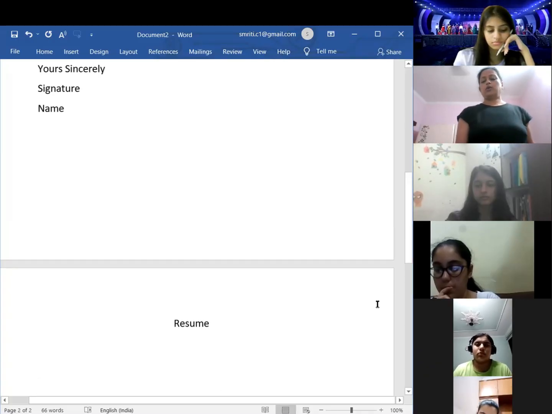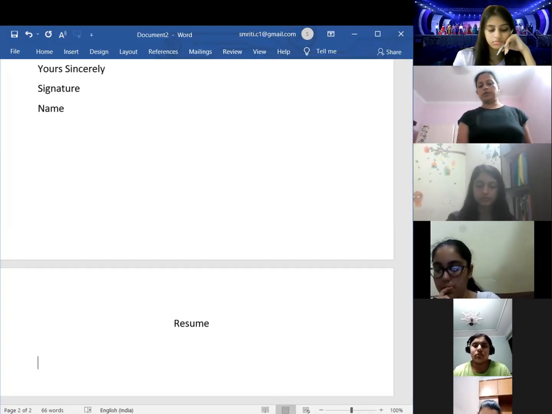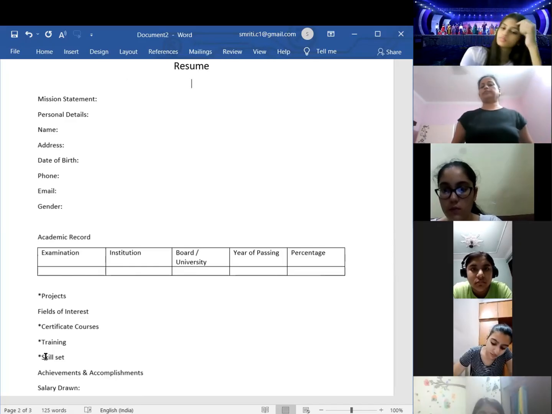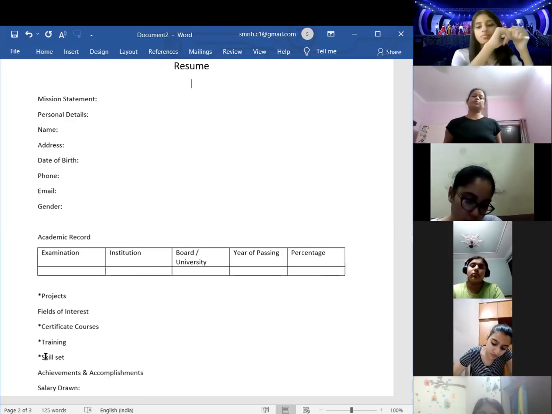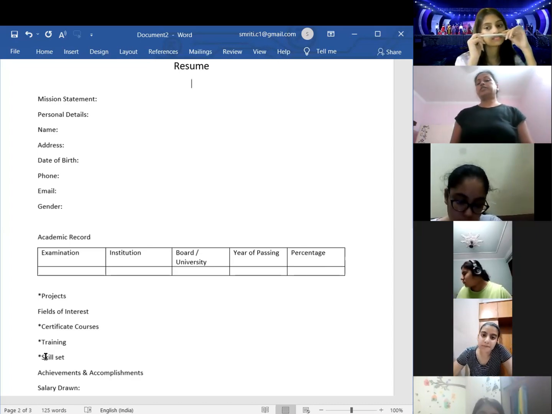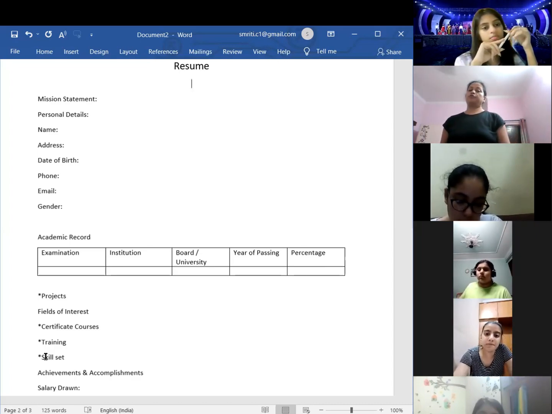ठीक है. Now coming back to this, इसका मैंने format already prepare कर रखा है, so I'm just copying that format from there. First thing that comes up here is a mission statement. Mission statement means what is the purpose of applying for this job. See, this mission statement may vary from profile to profile.